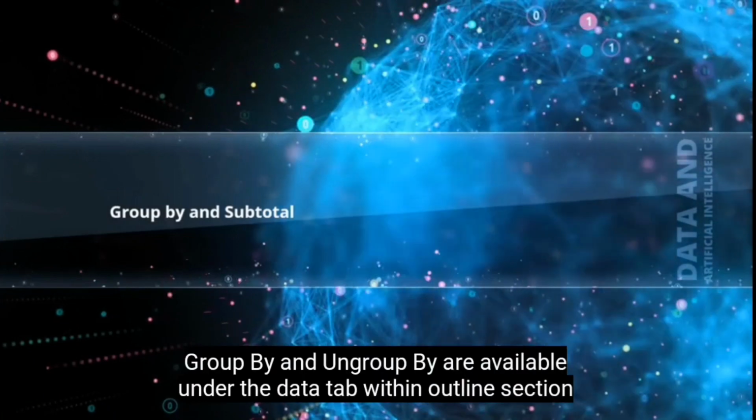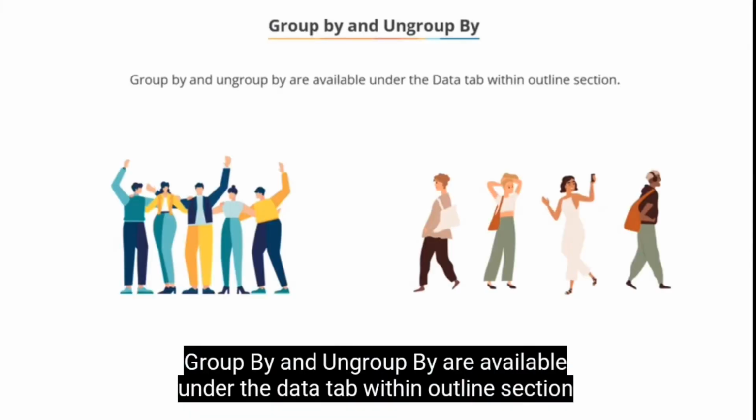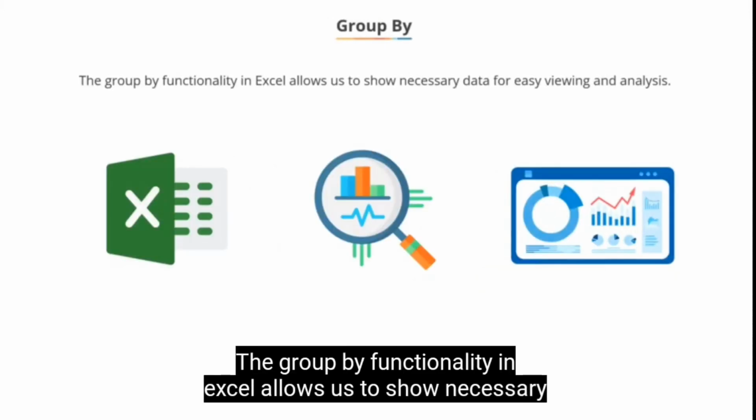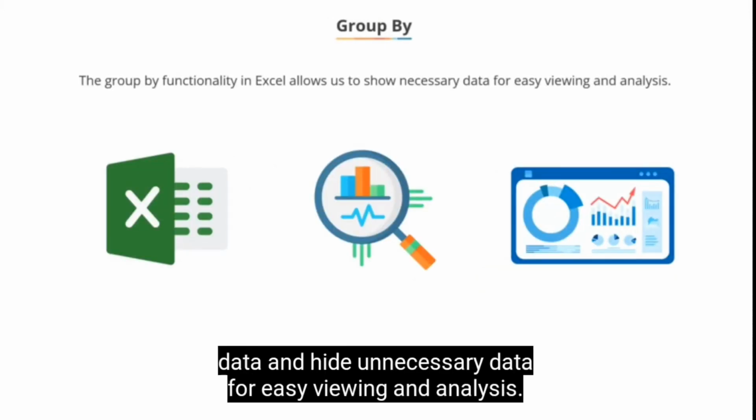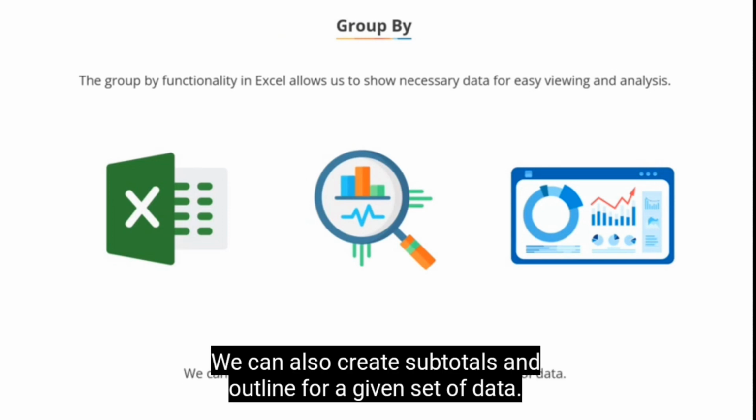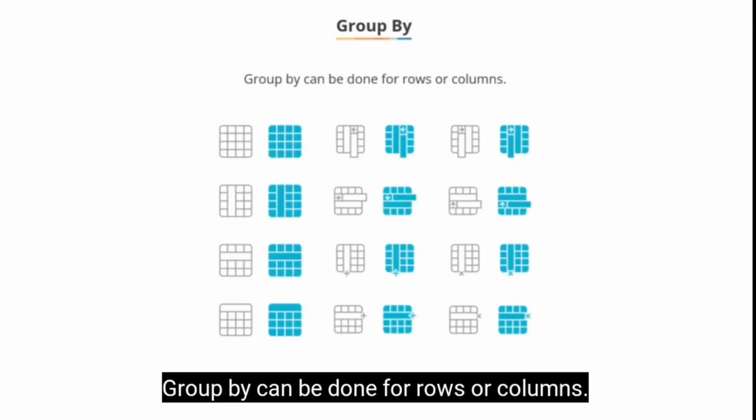Group by and Ungroup by are available under the Data tab within Outline section. The Group by functionality in Excel allows us to show necessary data and hide unnecessary data for easy viewing and analysis. We can also create subtotals and outline for a given set of data. Group by can be done for rows or columns.